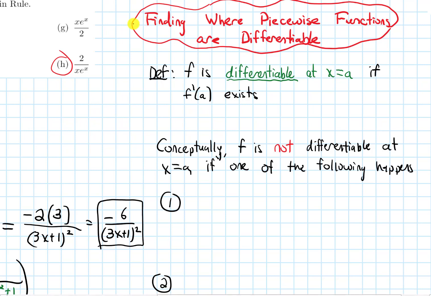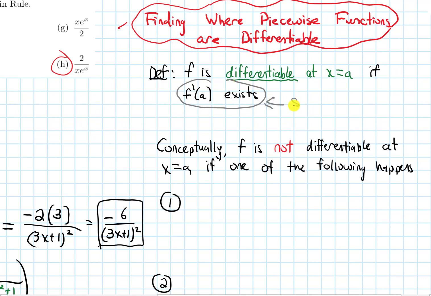In this discussion video, we will talk about finding where piecewise functions are differentiable. So I want to motivate that by first recalling the definition of a differentiable function. We say that f is differentiable at x equals a if f prime of a exists. So f prime of a is the slope of the tangent line.